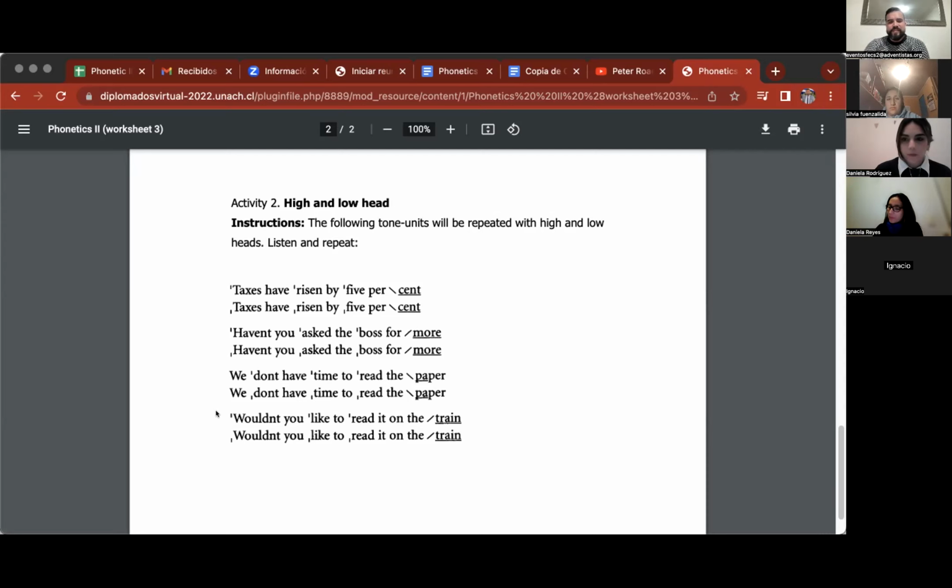Like low or high? Okay, let's go with the first one. Wouldn't you like to read it on the train? And the second one, wouldn't you like to read it on the train? Yeah, that's better. And the second one will be, wouldn't you like to read it on the train? Yeah, that's better. Remember, that's a rising tone.